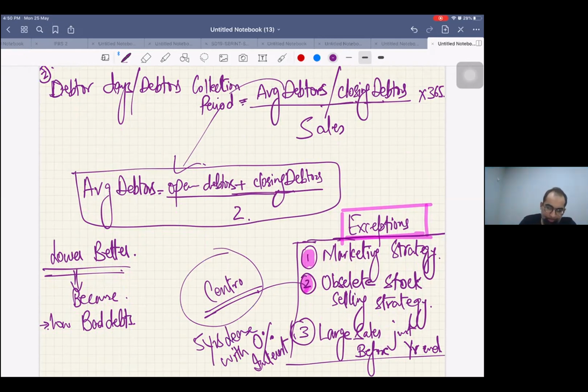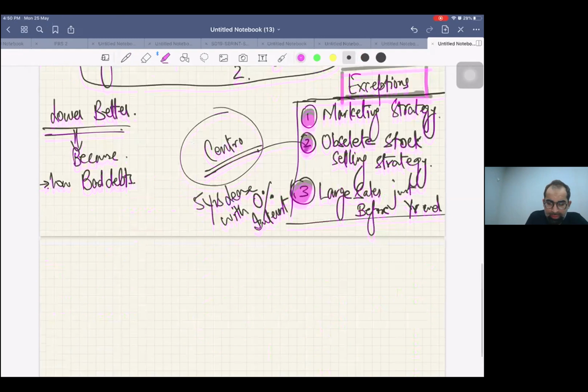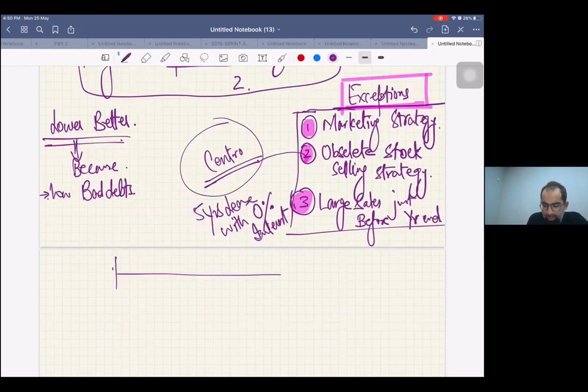Number three, this is a bit different: large credit sales just before the year end. What does it mean? See, this is your accounting period. Every month I do this much sale, a very small amount of sale. And when the sale is small, your debtor is also small. So every month sale is small, debtor is small. But let us say December is my year end.